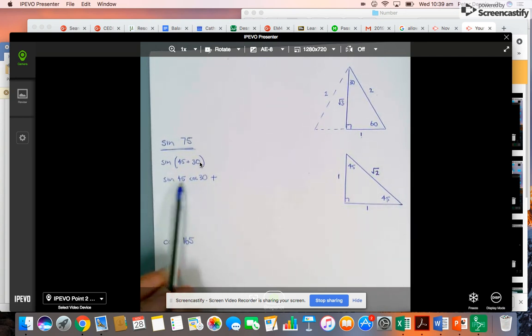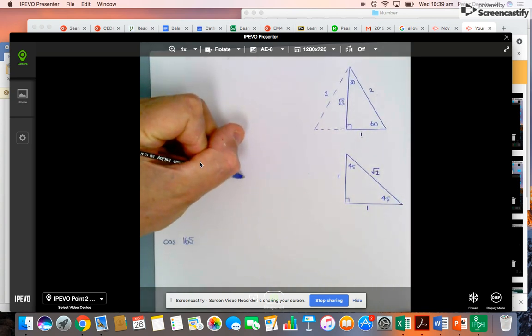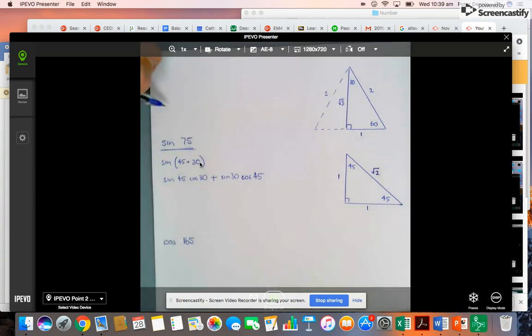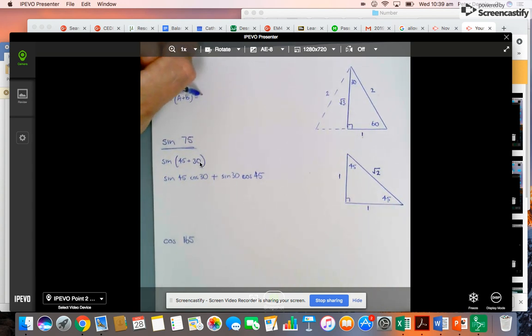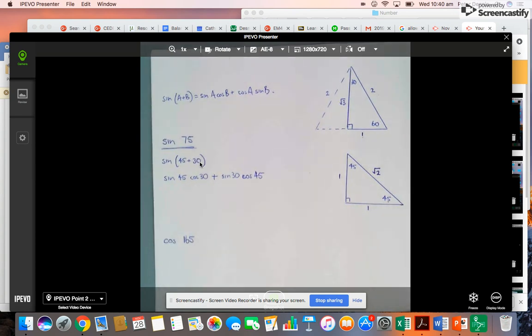Sine of A plus B is sine 45 cos 30 plus sine 30 cos 45. That's straight from the formula. Sine of A plus B equals sine A cos B plus cos A sine B. Straight from our formula. So that is all I have done there. I've swapped them around, but it is the same.